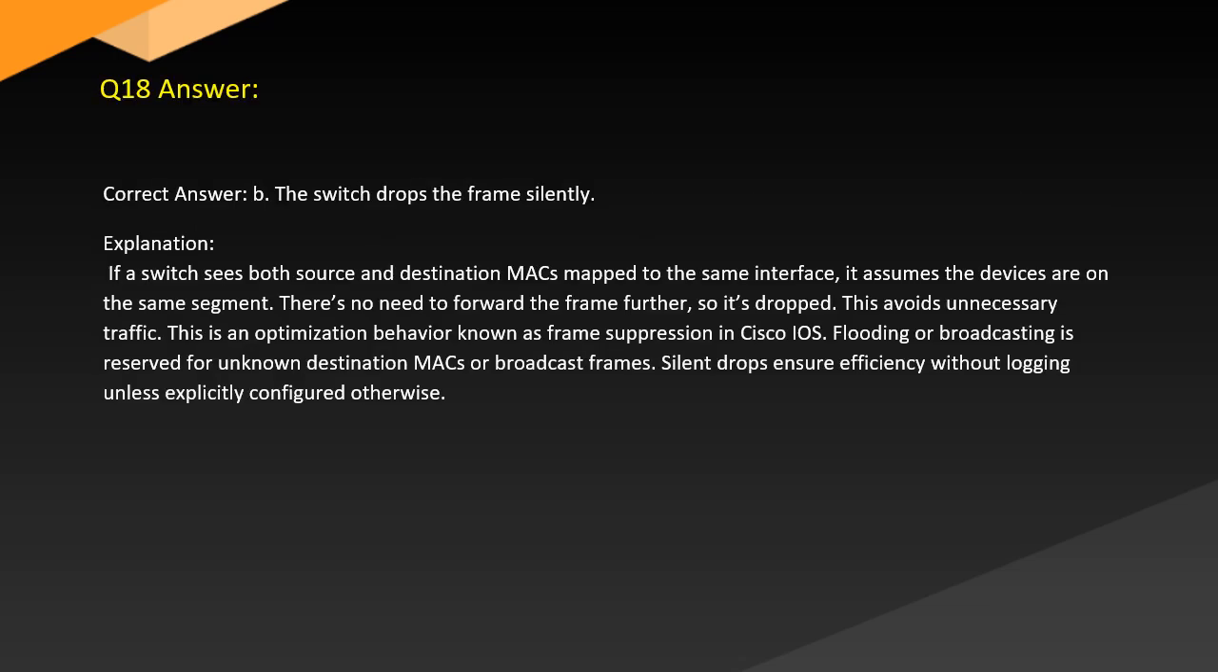Answer. Correct answer: B. The switch drops the frame silently. Explanation. If a switch sees both source and destination MACs mapped to the same interface, it assumes the devices are on the same segment. There's no need to forward the frame further, so it's dropped. This avoids unnecessary traffic. This is an optimization behavior known as frame suppression in Cisco OS. Flooding or broadcasting is reserved for unknown destination MACs or broadcast frames. Drops ensure efficiency without logging unless explicitly configured otherwise.